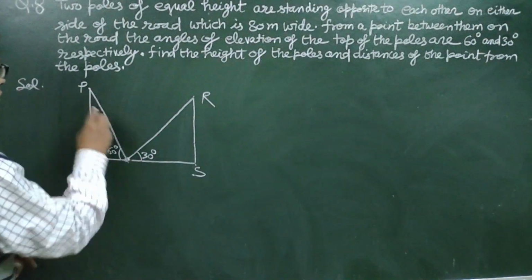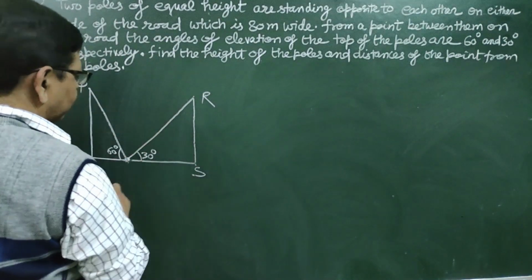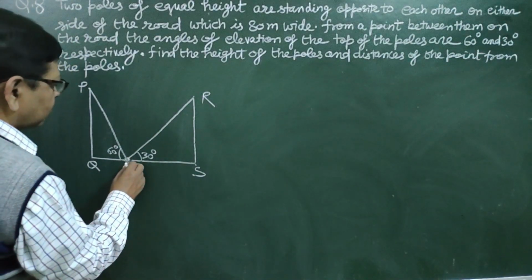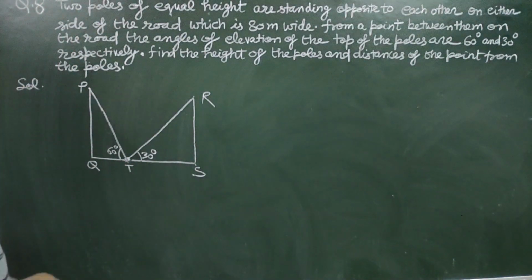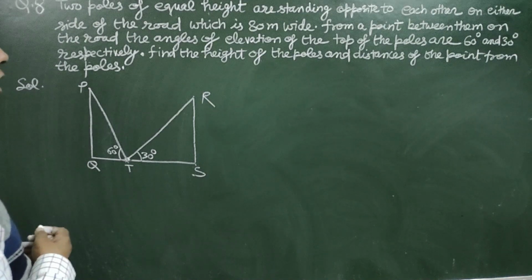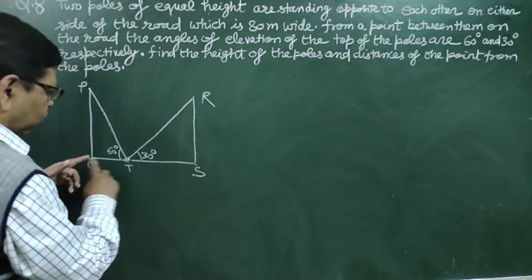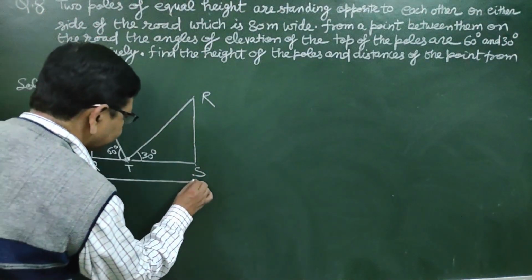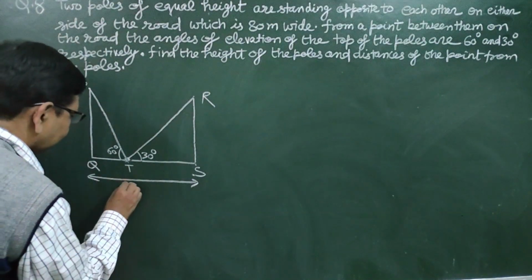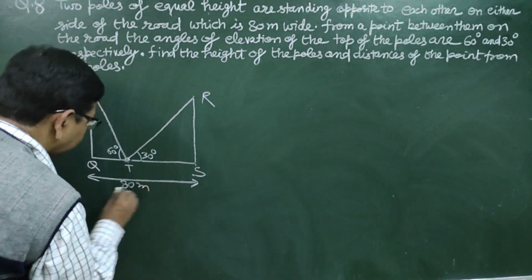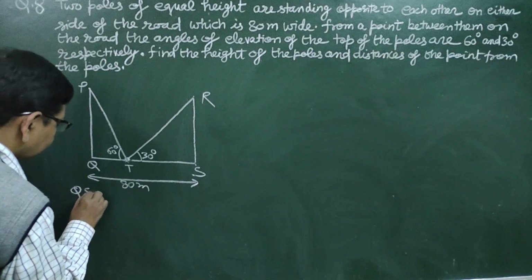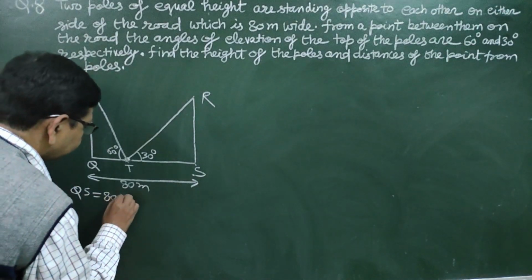So these are the angles of elevation of the two poles from this point T. Now the whole distance, the width of the road, is given as 80 meters. This is 80 meters, QS. It is given that QS is equal to 80 meters.